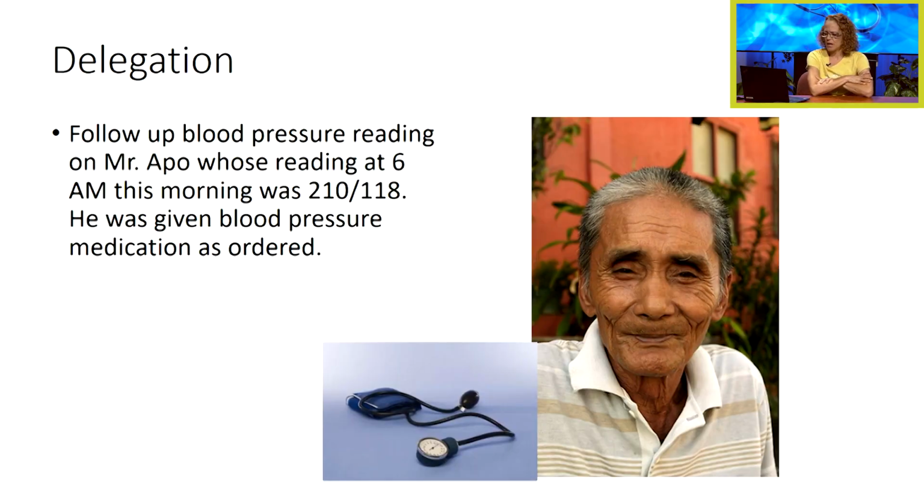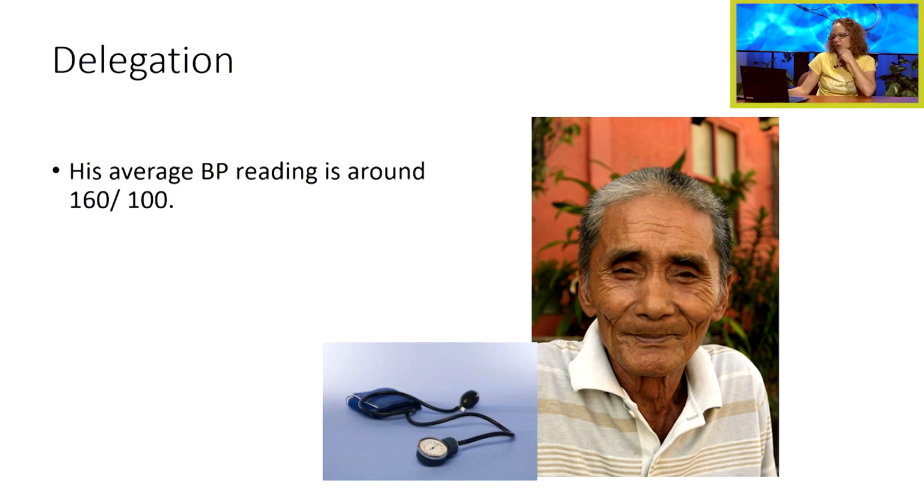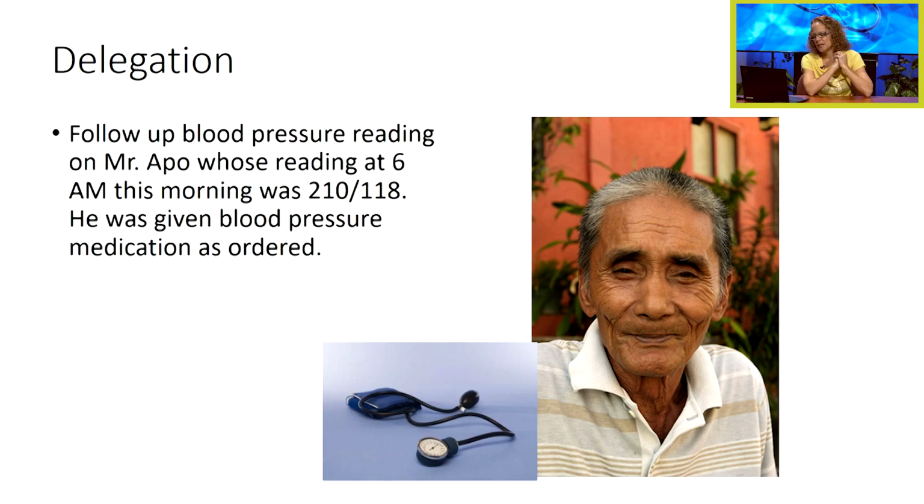A follow-up blood pressure reading on Mr. Apo, whose reading at 6 a.m. this morning was 210 over 118. He was given some blood pressure medication as ordered, and I just wanted to know if his blood pressure came back down. His average blood pressure reading is around 160 over 100, which is still high, but certainly this morning it was considerably higher. What do you think? Is it okay to delegate this?